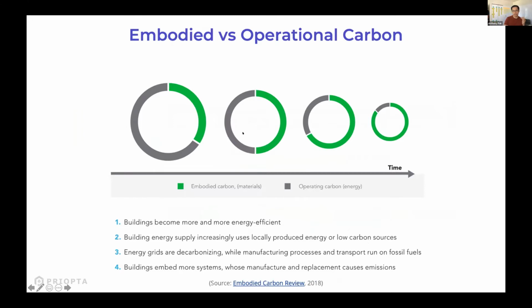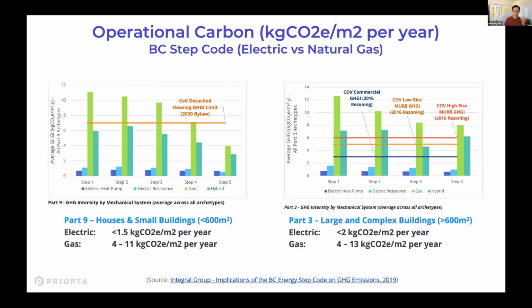But what we're seeing is that depending on where you're located, the climate, the energy performance of the building, and also the carbon intensity of the electricity grid of your state or province, as the operational emissions, the gray section, go down over time, the embodied carbon becomes a bigger slice of a smaller pie. This is actually true in British Columbia, where I'm from, in Vancouver. So we have what's called the BC Energy Step Code.